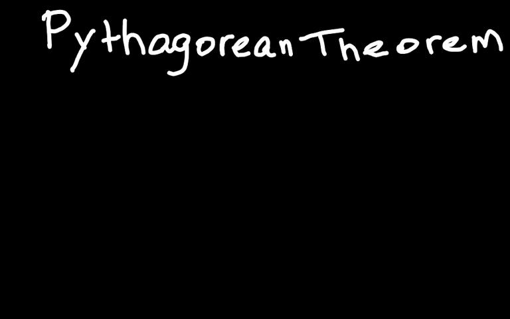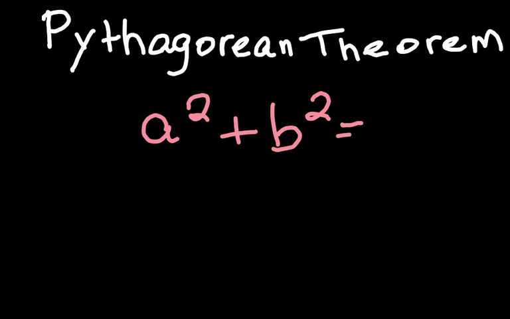So here we are on the Pythagorean Theorem, and you might have seen it before. It's a squared plus b squared equals c squared. And it's really quick. Go ahead and take that note, and then we're on to doing calculations. We're going to work some problems. Make sure you're writing.